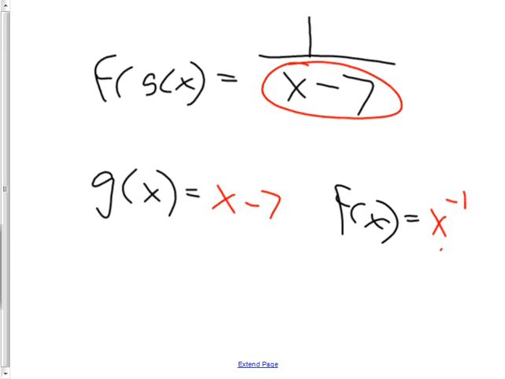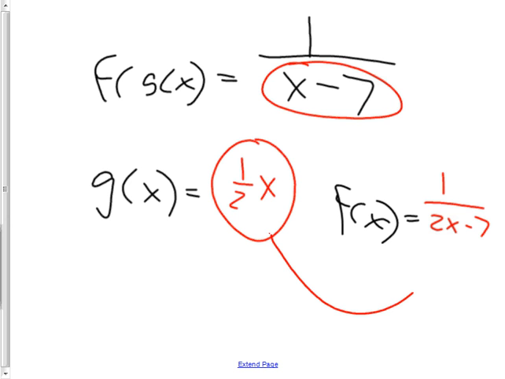Ooh, I like it. Because x to the negative first is the same as 1 over x, and yet it's different than it was last time. I like it a lot. Anybody else have an idea? Yes, sir. Okay, hold on. For f of x, 1 over 2x minus 7. G of x is 1/2 x. All right, I'm going to double check this and see if it actually works. So when I drop this into this, I end up with 1 over x minus 7. Man, there's a lot of smart people in here. Very nice.